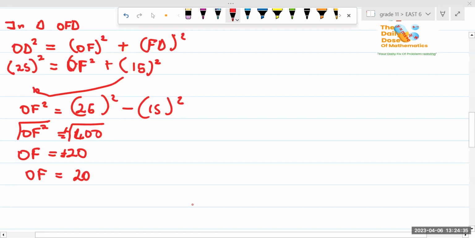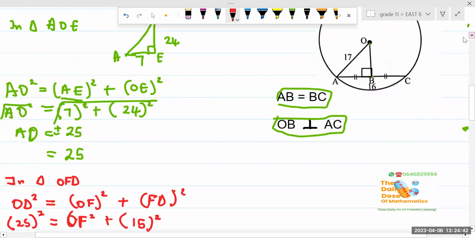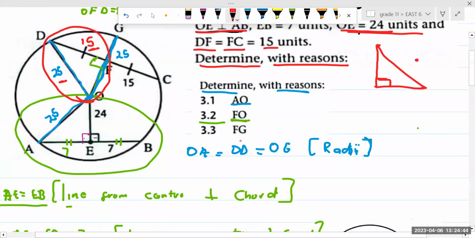Okay. So now that we got OF, the next thing that we're going to look for here is this. Last but not least, we're going to look for FG. Now, where do you find FG? So we have FG here. FG is part of the blue line. Now, what do you know about the blue line? You already got this one as 20 here. The blue line is 25 units.